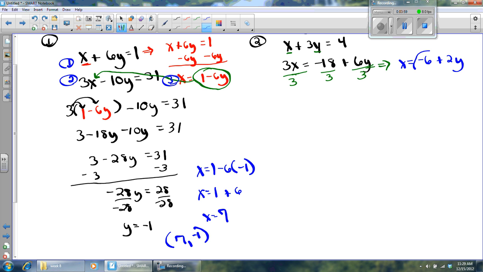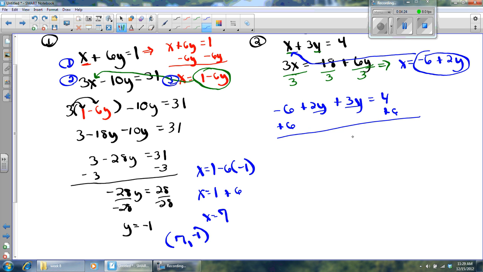All right, I'm going to take this and I'm going to substitute it in for x. I don't have to distribute this way, so I'm going to get negative 6 plus 2y plus 3y, and that's going to equal 4. I'm going to do 2 steps at once. I'm going to combine these like terms here, and I'm going to add 6 to both sides.